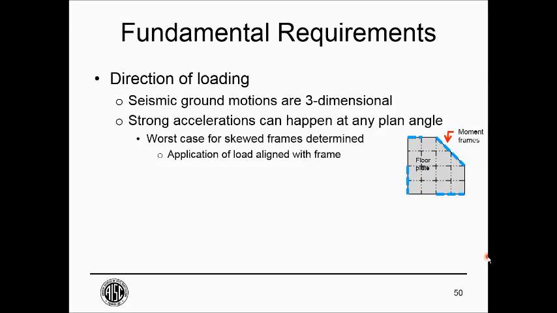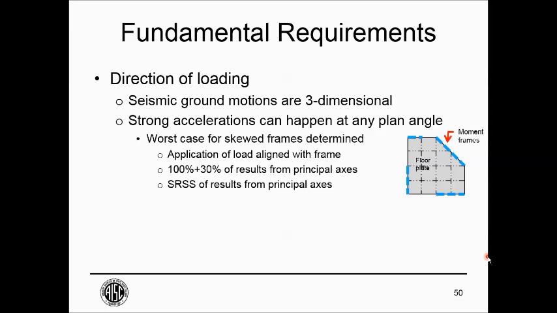So you can do another check. You can do the X and Y axes for loading of this building, and then do another one on the 45-degree aligned with that moment frame. That would take care of it. Or you could take the results of your X and Y analyses and combine them either 100% in one direction and 30% to the other, and vice versa, or the square root of the sum of the squares of those forces.